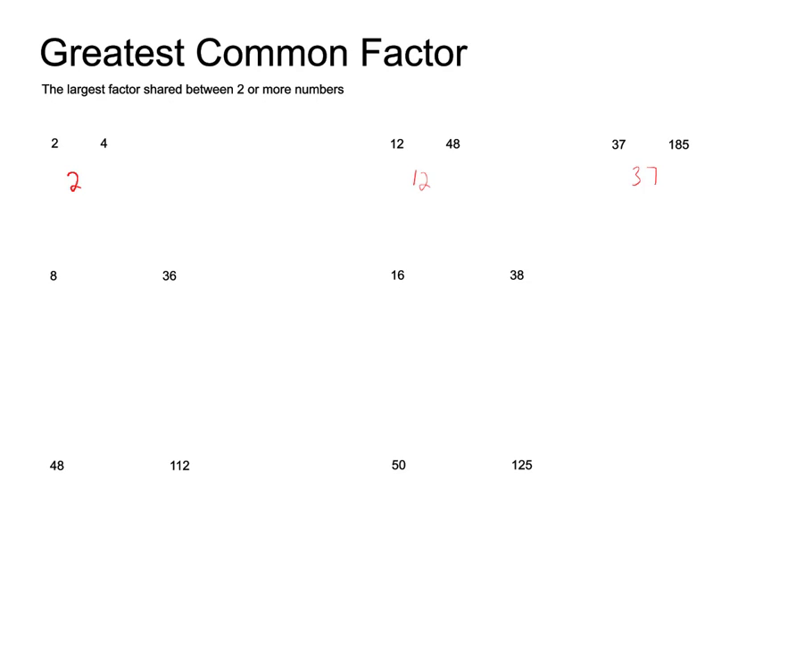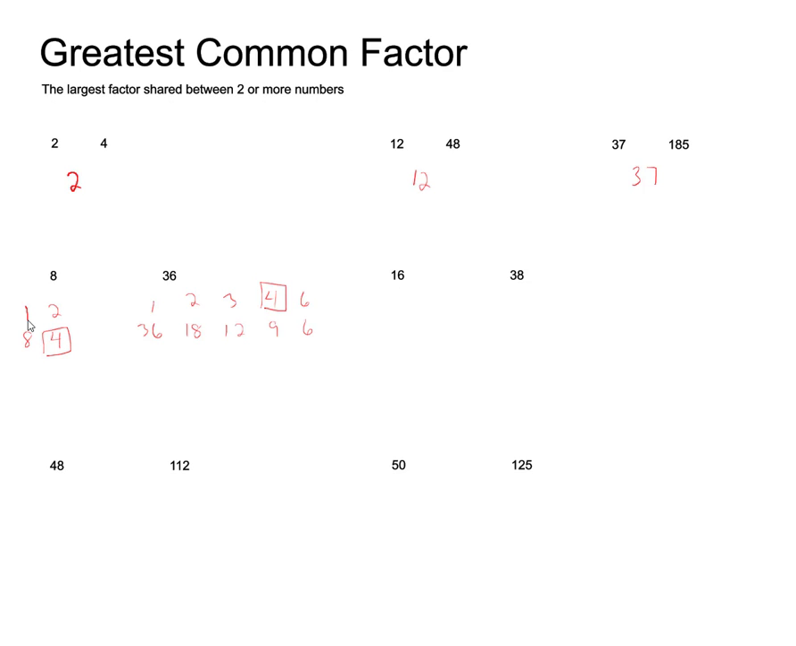When the larger number is not divisible by the smaller number, another method that we can use is listing out all of the factors of each of the numbers. So with 8 and 36, we can list out the factors for 8, which are 1 and 8, and 2 and 4. Then for 36, we have 1 and 36, 2 and 18, 3 and 12, 4 and 9, and 6 with itself. Then when we compare the factors, we can see that the largest factor shared between them is 4. So the greatest common factor between 8 and 36 is 4.